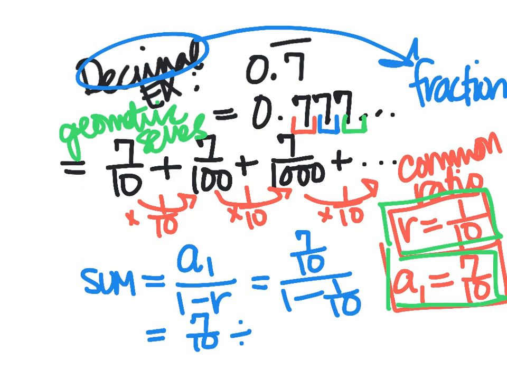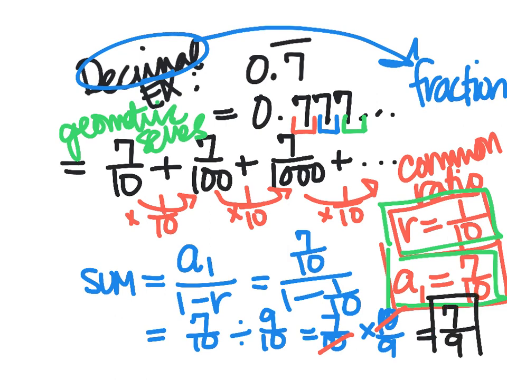Well, if I remove 1/10, that's going to leave me with what? 9/10. And then I remember, how do I divide fractions? Well, this is just going to be 7/10 times 10/9. The beauty of this is that my factors of 10 in the numerator and denominator are going to disappear. And I'm going to end up with a numerator of 7 and a denominator of 9. And my claim is that this is the fraction that represents this decimal of 0.7 repeating.